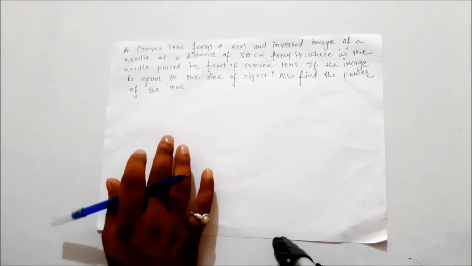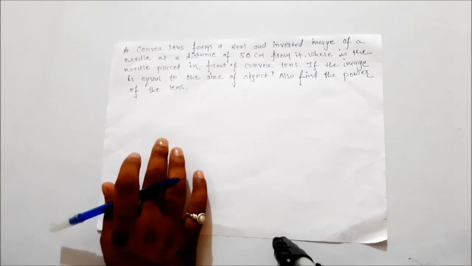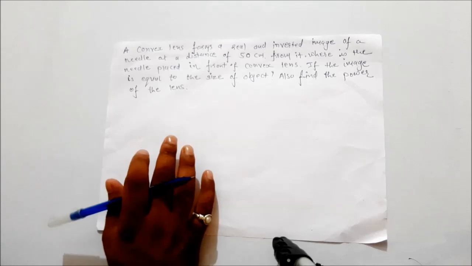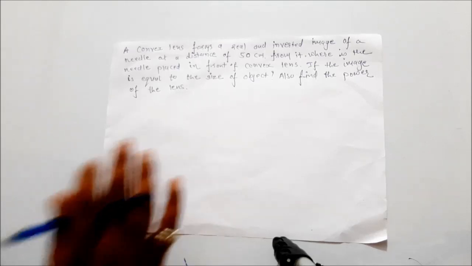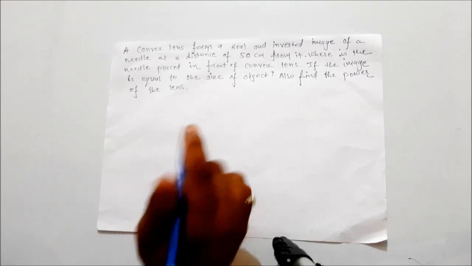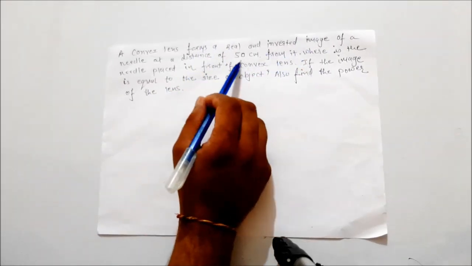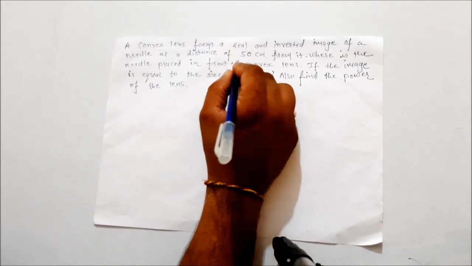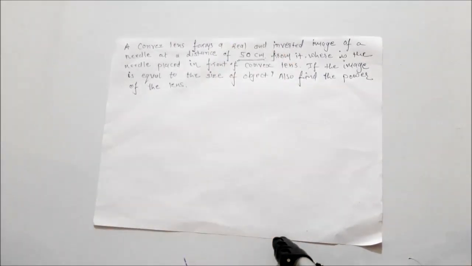Now let's start this. First read it. What it is said. It is said that if we are having a convex lens which forms a real and inverted image of a needle at a distance of 50 centimeter. So here what this 50 centimeter is, the value which is given to us, it will show us that at 50 centimeter the image is formed. So this 50 centimeter will be our image distance.